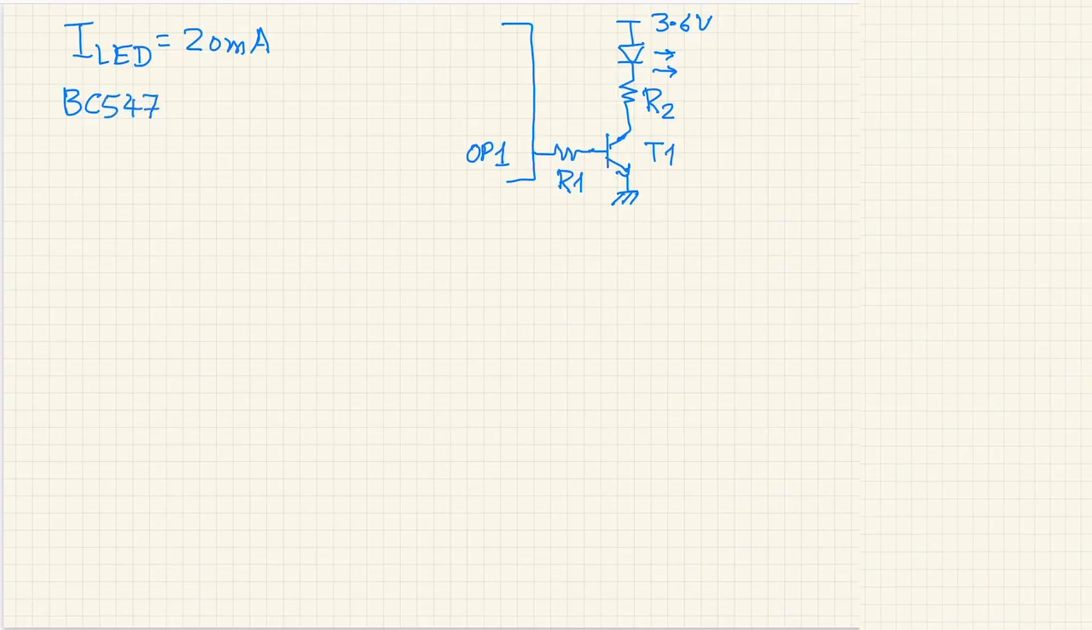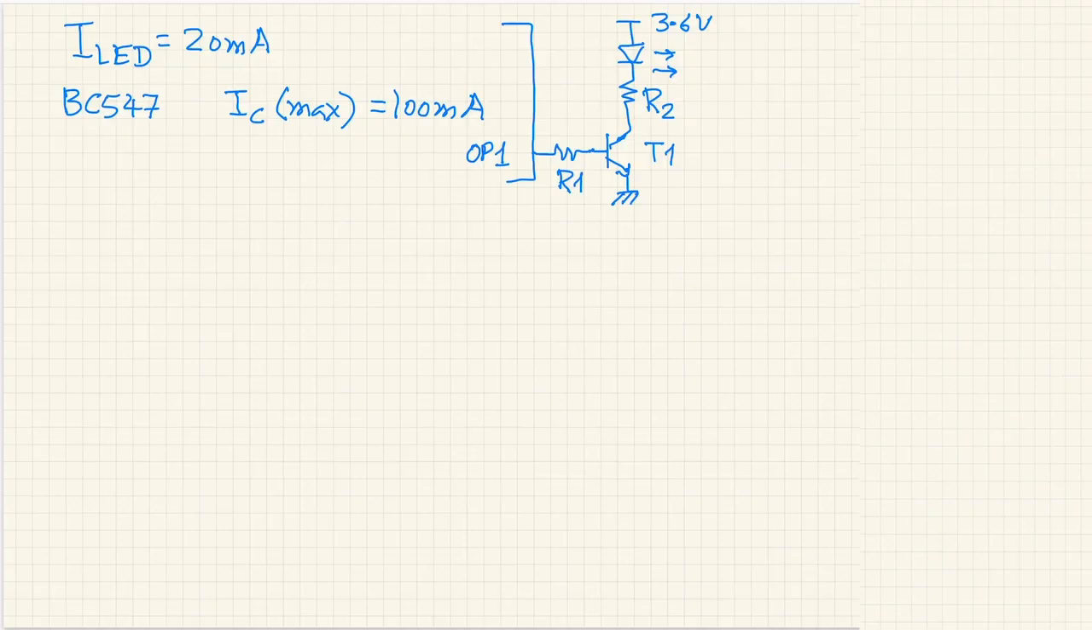BC547. Then we know from the data sheet, of course, that the maximum collector current, IC max, for a BC547 is 100 milliamperes, and so such a transistor would be quite suitable. You could of course choose another transistor which has collector current more than this.